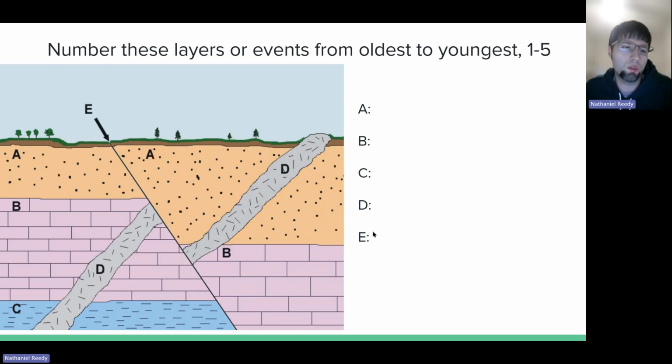But we're not going to go over index fossils in this one. In this one, you guys are going to get a few charts that look like this, and you have to determine when these events took place. So number these layers or events from oldest to youngest, 1 through 5. I'm going to let you pause the video here if you want and see if you guys can get it. And we'll go over the solution in just 1 minute.